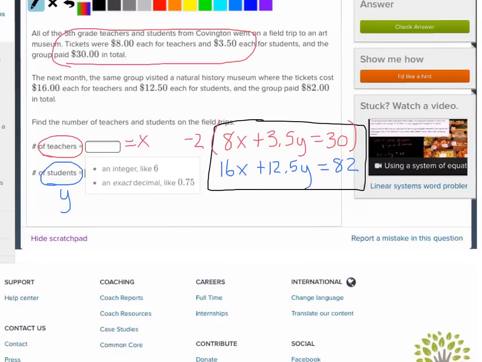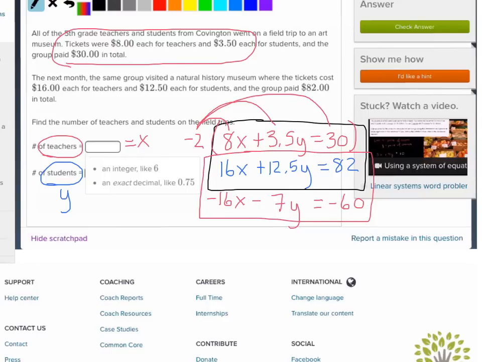When I multiply the top by negative 2, my resulting equation is: negative 2 times 8x is negative 16x. Negative 2 times 3.5y is negative 7y. And negative 2 times 30 is negative 60. Remember, you can multiply the entire top by a number. As long as you multiply it on everything, you don't change the outcome or the answer. Now, let's deal with these two equations from now on. I'm going to add them up.